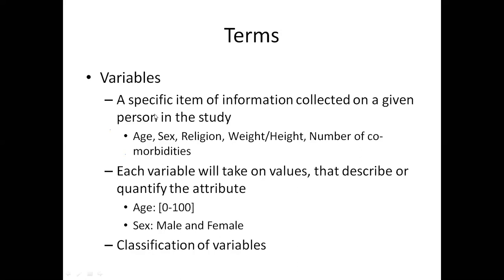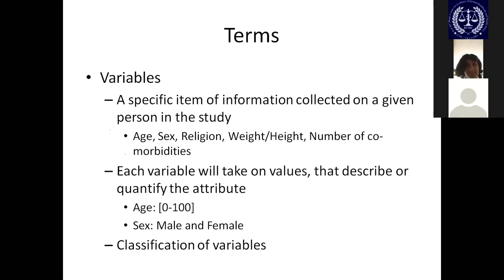As we saw yesterday, if you have a case report form and we collect information on a range of items, then each of those items is considered a variable, right? Because that varies from one person to another, or one patient to another. So things like age, sex, religion, weight, height, all of them are considered variables.